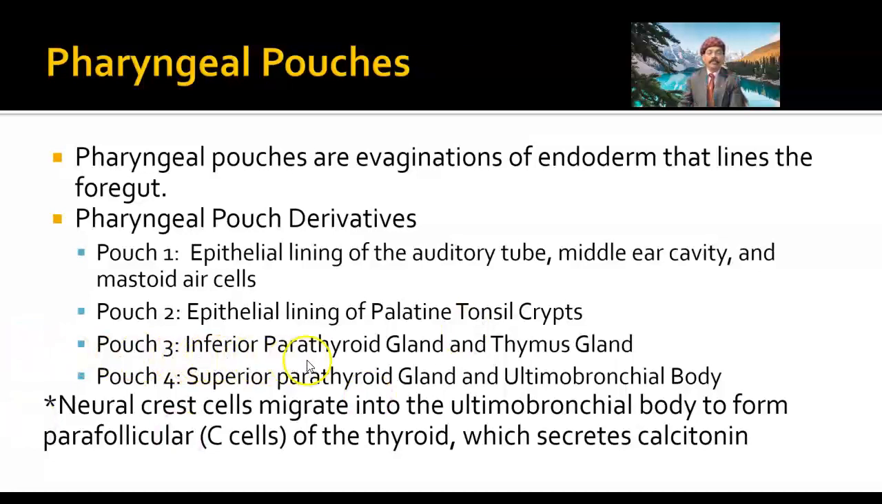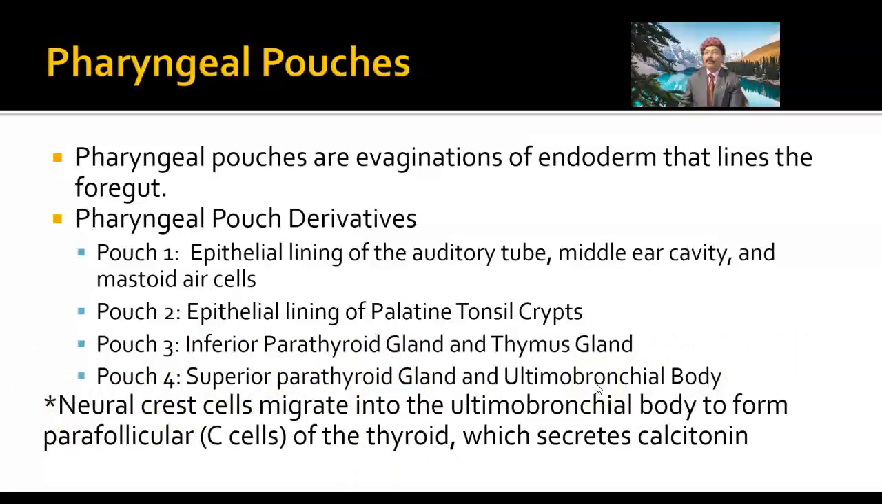Pouch 3, inferior parathyroid gland and the thymus gland. This is not superior, inferior parathyroid gland. It is on the third pouch. It goes down along with the thymus gland. Pouch 4, superior parathyroid gland, and the ultimobranchial body.